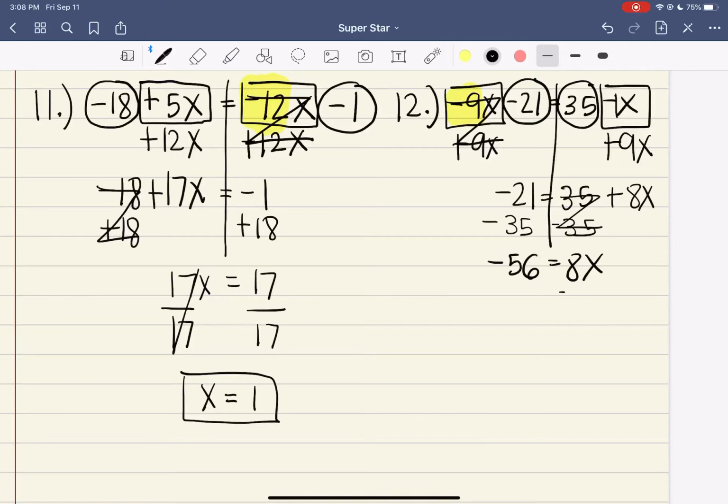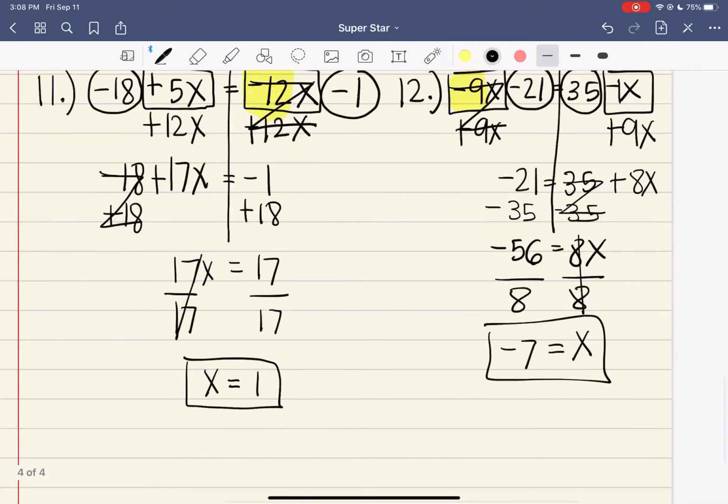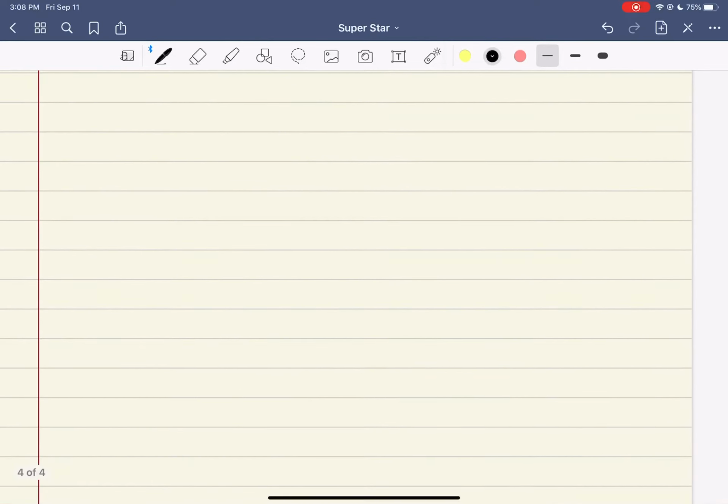And then we divide both sides by our coefficient. This becomes 1, and we're left with x equals negative 7. Alrighty, number 13. 7x minus 2 equals negative 2x minus 29.